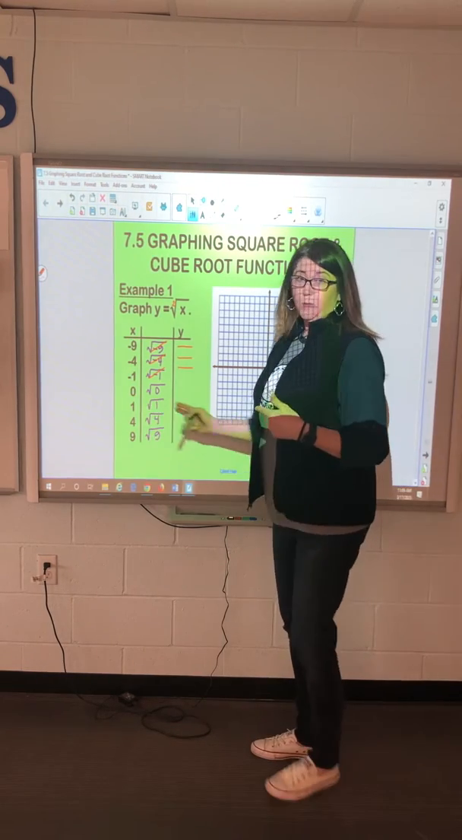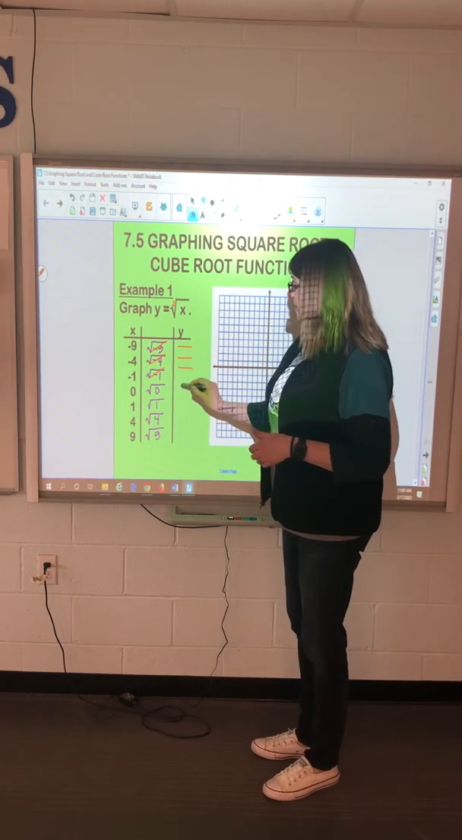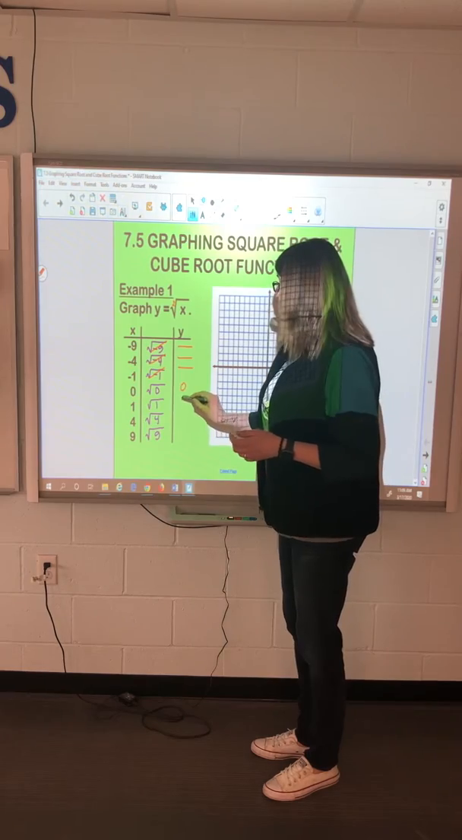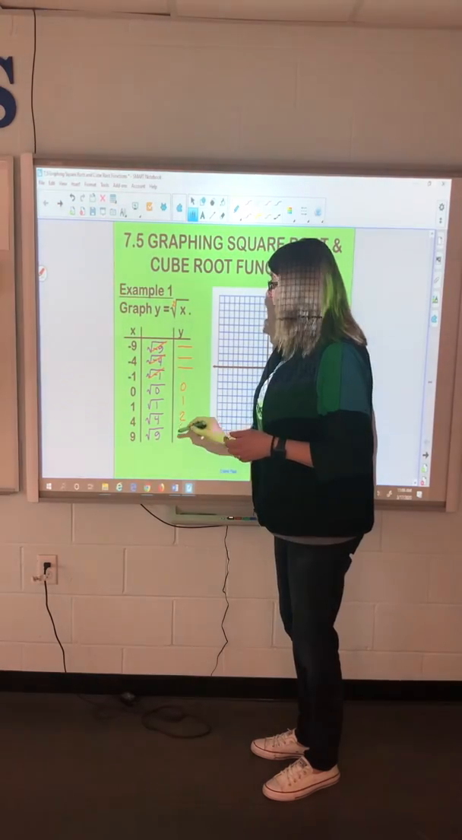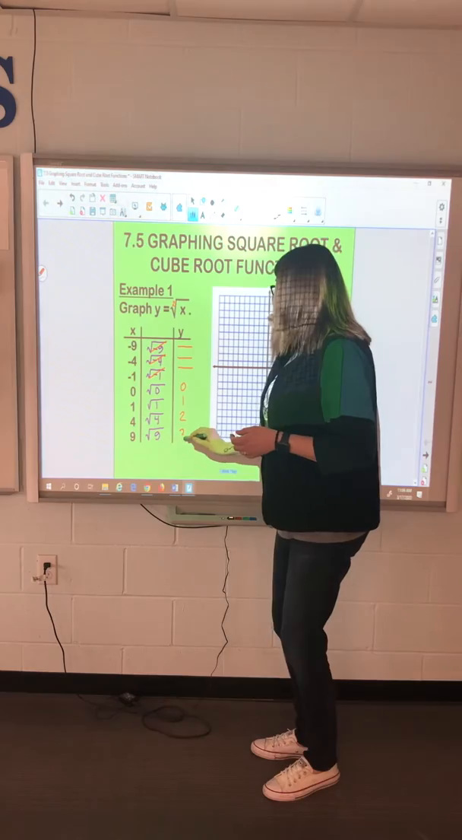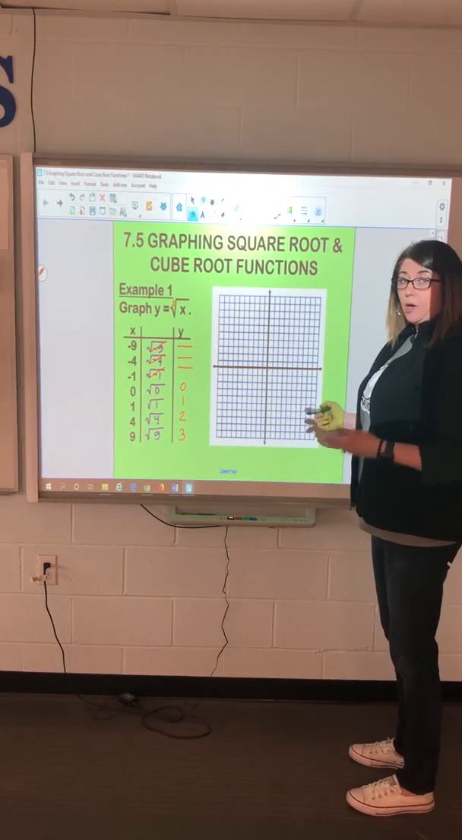So now we're going to start with these numbers. The square root of 0 is 0. The square root of 1 is 1. The square root of 4 is 2. And the square root of 9 is 3. So we're going to plot and see what our graph looks like.